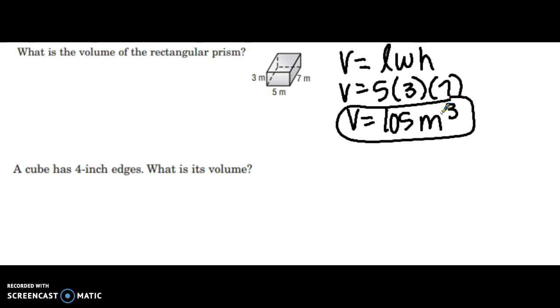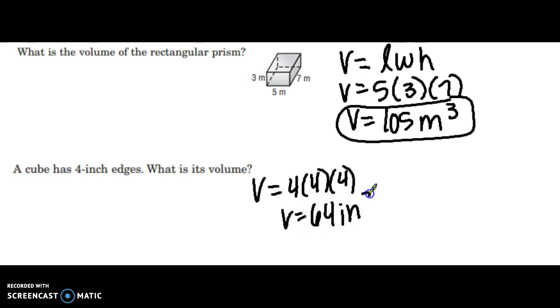A cube has 4-inch edges. What is its volume? So if it's a cube, that means it's 4 times 4 times 4, which is 64 cubic inches.